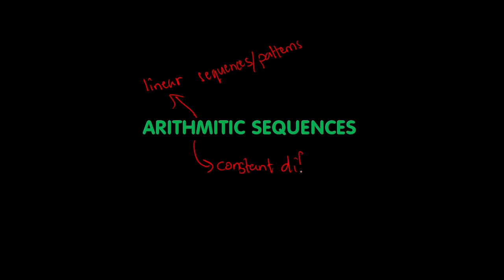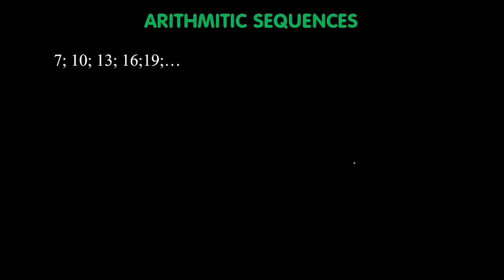So the first part of sequences and series we're going to be learning is arithmetic sequences. Arithmetic sequences are also known as linear sequences, or you might know them from grade 11 or 10. They are linear patterns, right? And one of the properties that we need to understand about arithmetic sequences is that they have a constant difference. That is the main characteristic of arithmetic sequences. So let's look at an example.